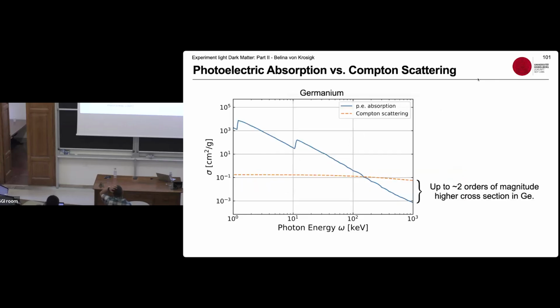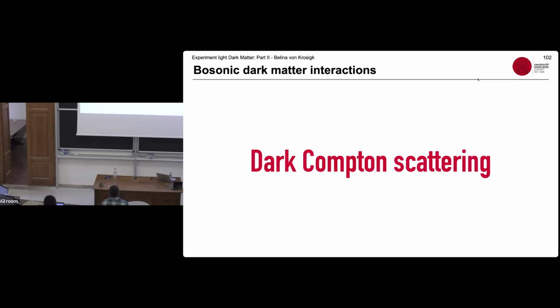And then when looking into germanium a little bit more, this is saying at this energy, at about 200 keV, the Compton scattering is dominating by up to 2 orders of magnitude. So at least in this regime, you may want to ask yourself, why don't we not only consider dark absorption, but also consider dark Compton scattering?